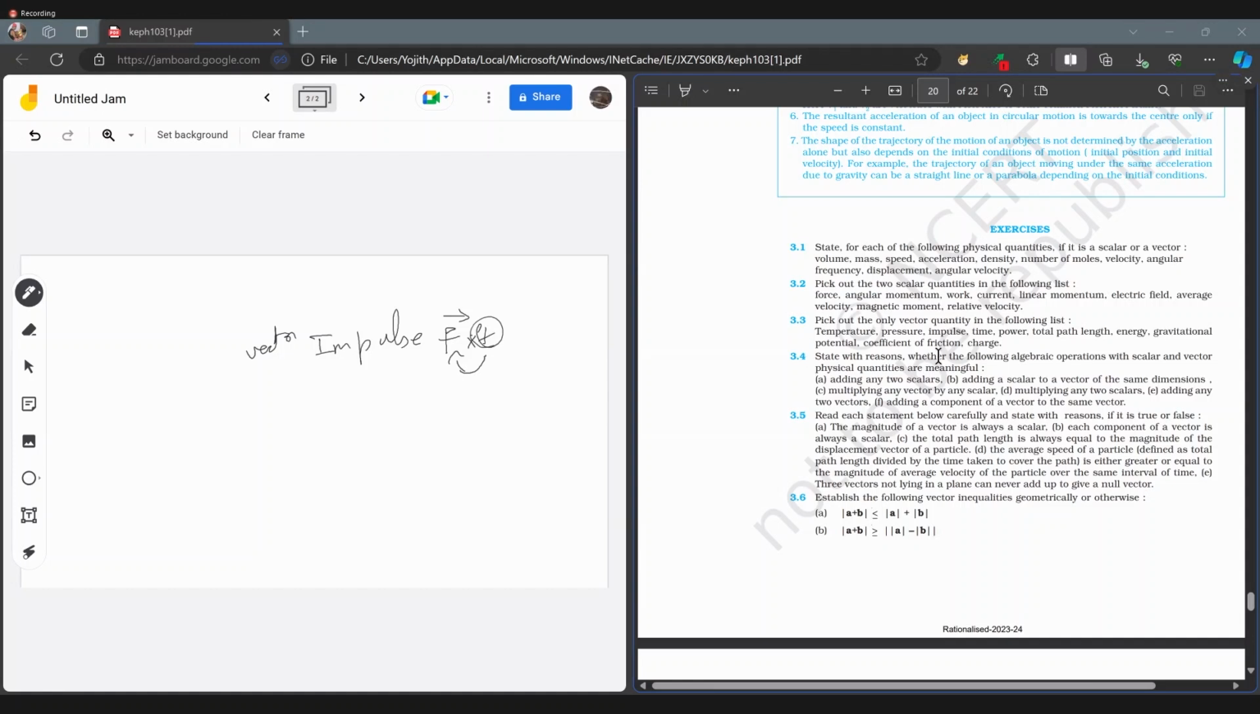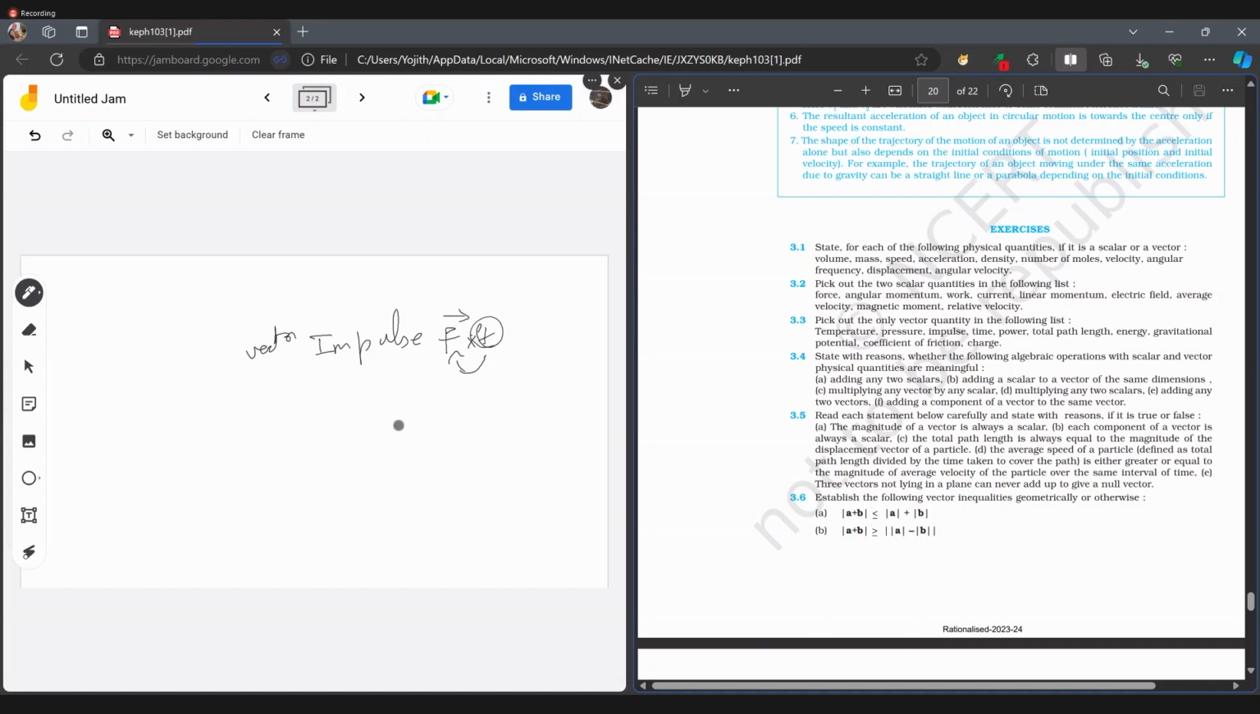State with reasons whether the following algebraic operations with scalar and vector physical quantities are meaningful. Adding two scalars we have been doing since childhood. It's like adding two numbers, say adding speeds. It makes sense: 1 kilometer per hour plus 2 kilometers per hour. And then adding a scalar to a vector of the same dimensions.